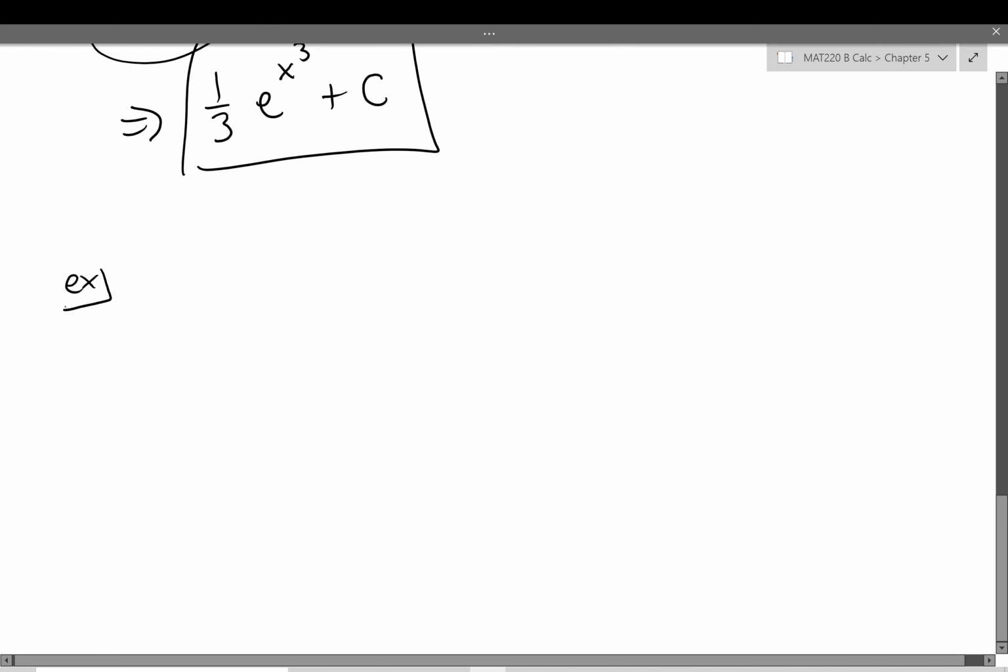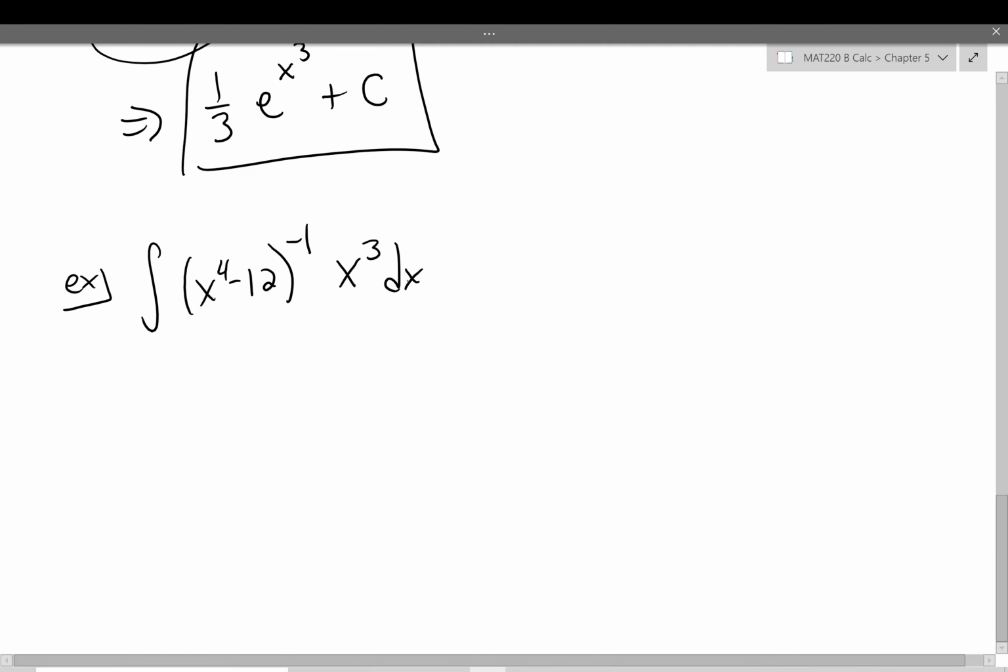How about this? How about the integral of x to the fourth minus 12, all raised to the negative 1, times x cubed dx. Okay? So hopefully now you're starting to see right here, you have x to the fourth minus 12, and you know the derivative of x to the fourth is 4x cubed. So that's basically right there. You're missing the 4, but that's okay.